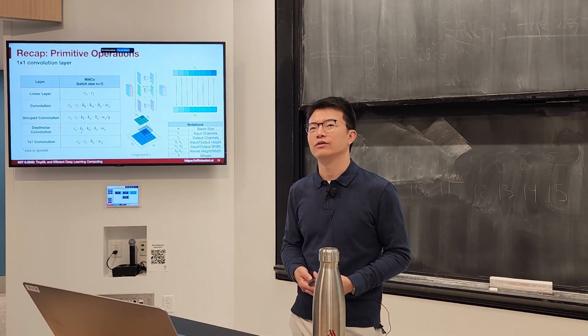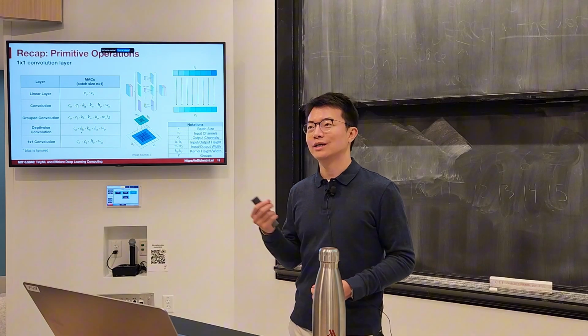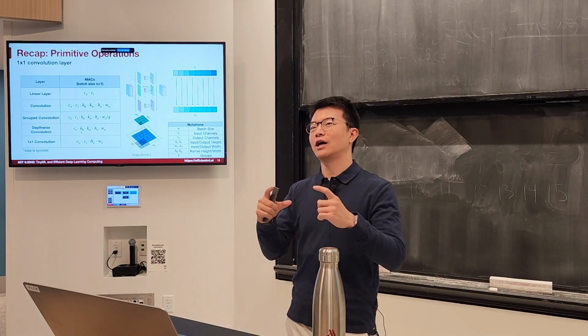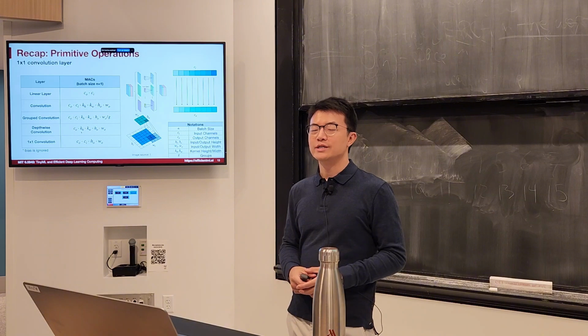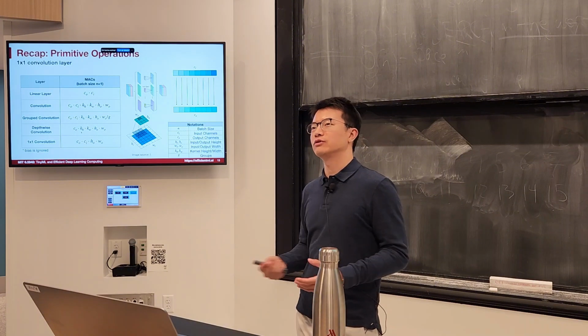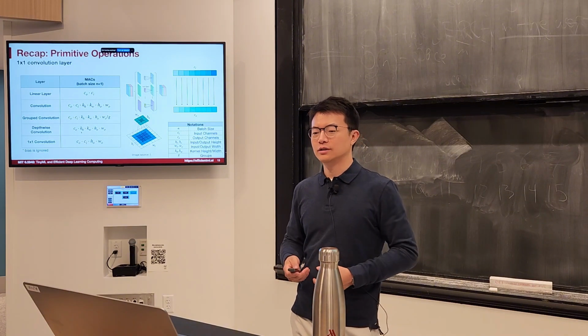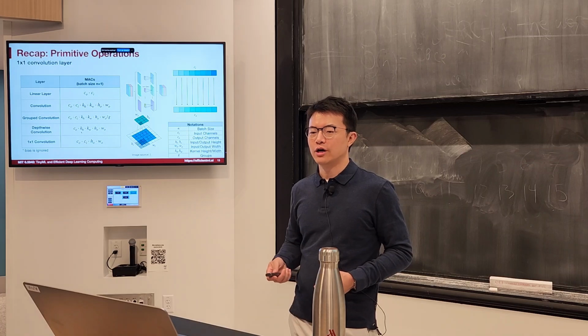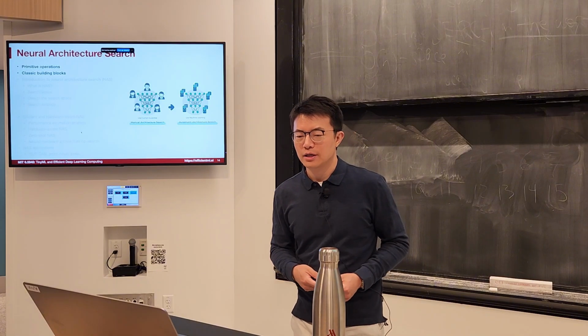And finally, we have the 1x1 convolution, where the kernel size KH and KW is just 1, which basically projects the input dimension from Cin to Cout. Okay? So those are the primitive operations.